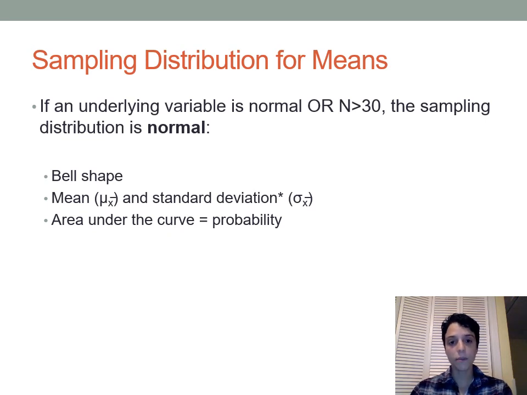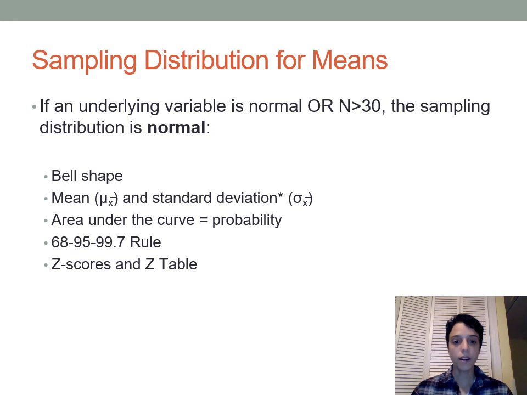Just like any other normal distribution, if you have a normally distributed sampling distribution, the area under the curve equals the probability. This means that everything we did last week, we can do this week too. It'll just be for sample statistics instead of individual outcomes or values. The 68, 95, 99.7 rule, aka the empirical rule, also applies here. So when you have a normally distributed sampling distribution, you know what proportion of the area falls within 1, 2, and 3 standard deviations of the mean. And you can also calculate z-scores and use the z-table in the exact same way.